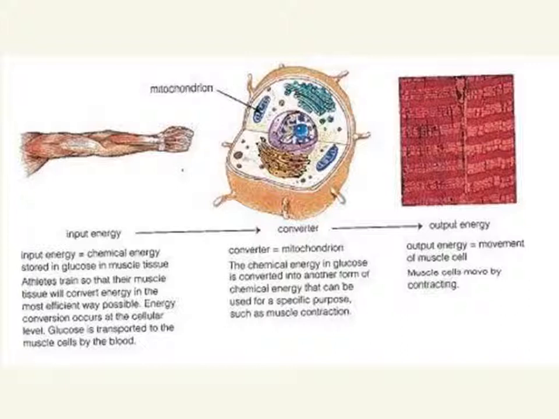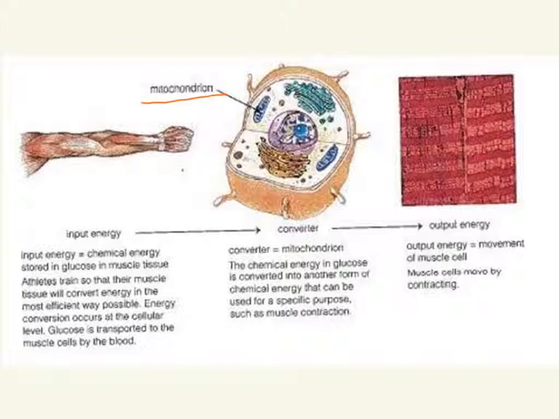Now, from other science classes before, I'm sure you have all heard the term mitochondria within a cell, where you're like, oh, that's the powerhouse. Well, the mitochondria is the converter. The chemical energy in the glucose is converted into another form of chemical energy that can be used for a specific purpose, such as a muscle contraction. And then the output energy is the movement of your muscle cells.